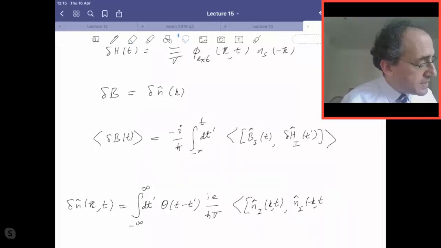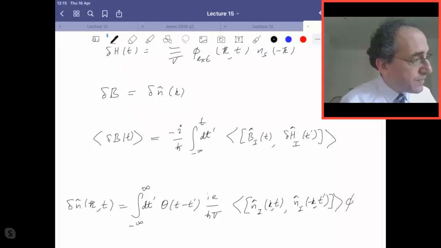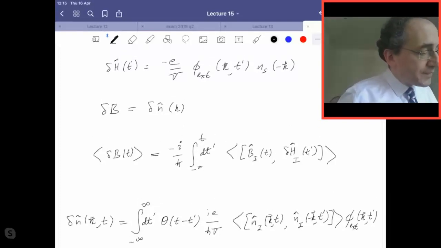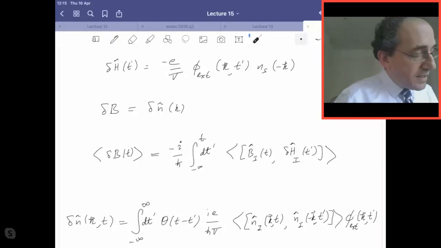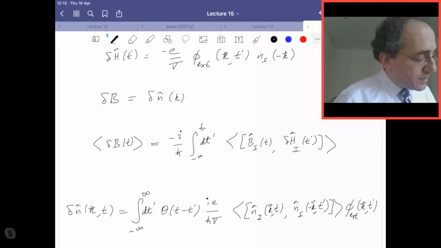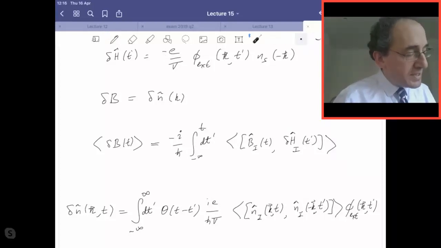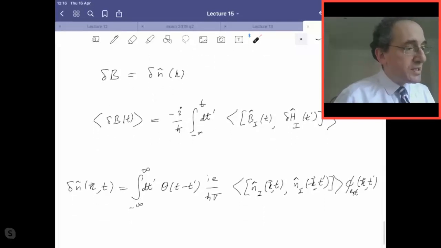Okay, here we go. T prime here, close. And then psi external of k and t prime. Okay, so that's just plugging in these two expressions into this formula. Okay, good. So I think we have everything there. There were two minus signs that canceled. This minus sign and this minus sign canceled. And other than that, everything is just plugging in.